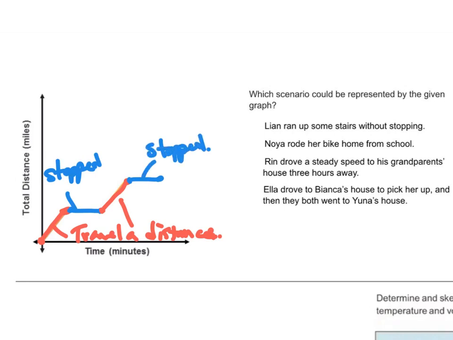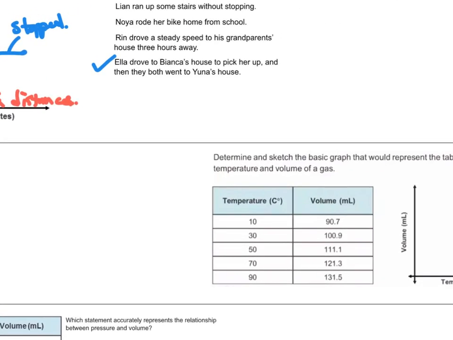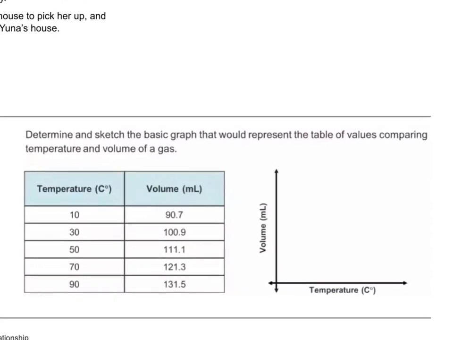So it says, which scenario could be represented by the given graph? If you put the very, very last one, you are correct. Because it says, Ella drove to Bianca's house to pick her up. Well, in order to pick her up, she has to stop for a minute. And then they travel again to Una's house. And then they stop for a minute. So hopefully you got that. Let's go ahead and check this one out.